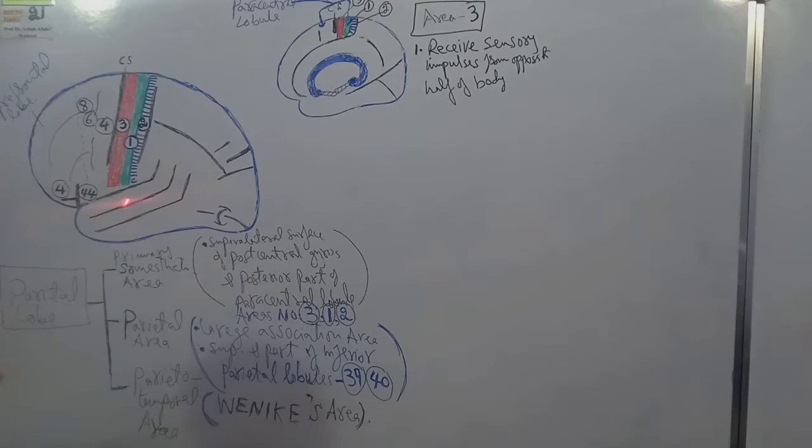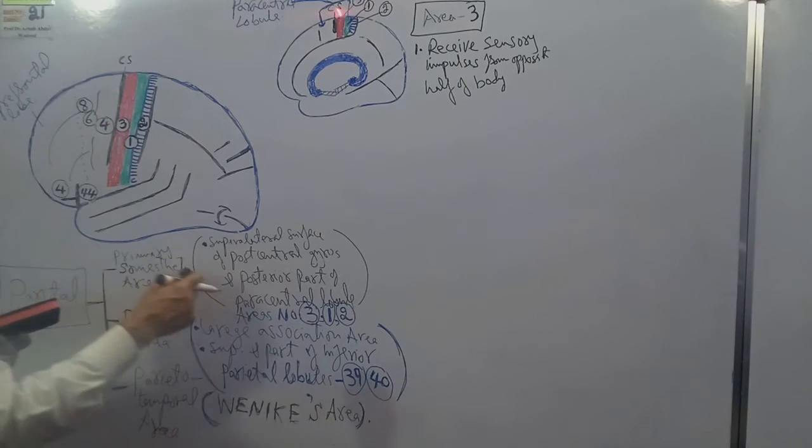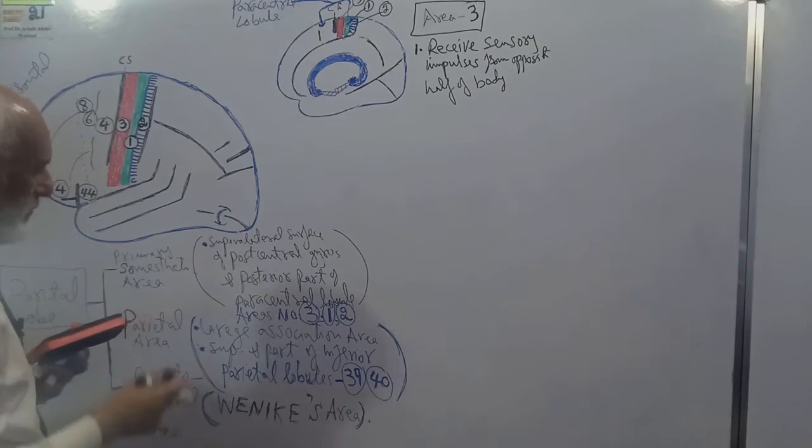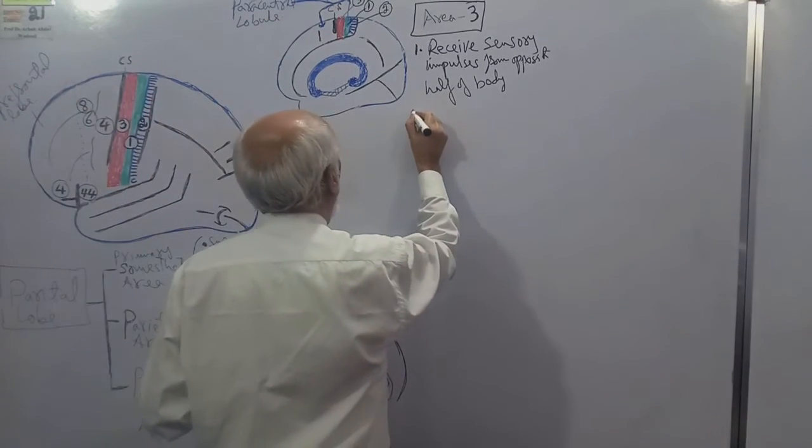Just like motor area number 4 controls the voluntary movements of the opposite half of the body, right motor area number 4 controls the voluntary movements of the left half of the body, and vice versa. Similarly here, the area number 3 receives sensation from the opposite half of the body. The area number 3 is on the superolateral surface of the postcentral gyrus, and the anterior part of the posterior portion of the paracentral lobule.